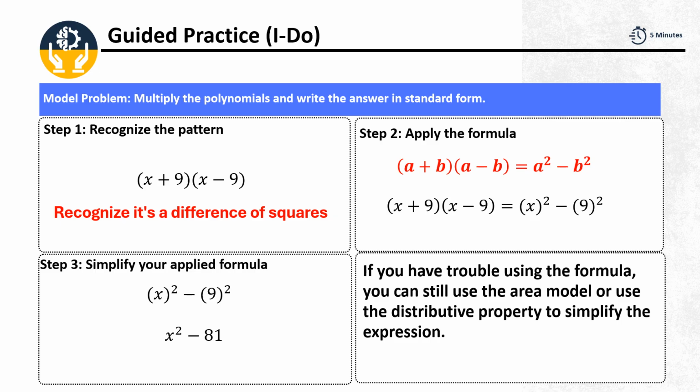You could also use, again, just like the last one, the area model or the distributive property to simplify the expression, and you would get the same exact answer, x squared minus 81.